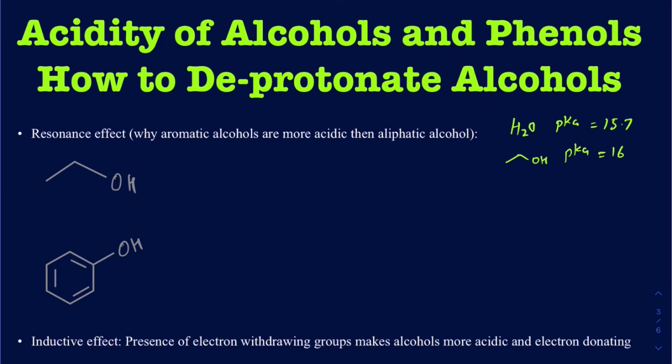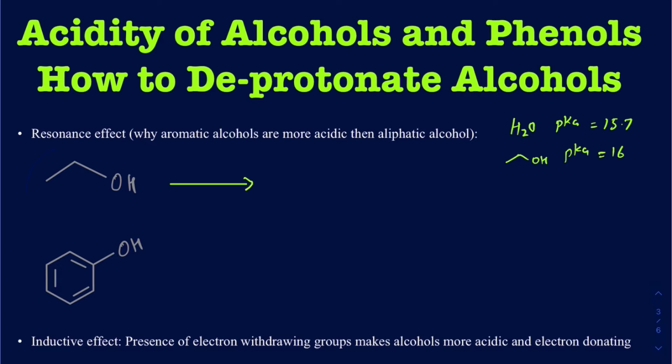So actually water is a little bit more acidic than the alcohol, or you can say alcohols are a little bit more basic than water. Let's compare an aromatic alcohol with an aliphatic alcohol. Aromatic alcohols, such as phenol in this case, tend to be more acidic, and the reason is the resonance effect. The very first thing you always want to do when you're trying to compare the acidity of two compounds is draw the conjugate base of both of those compounds.